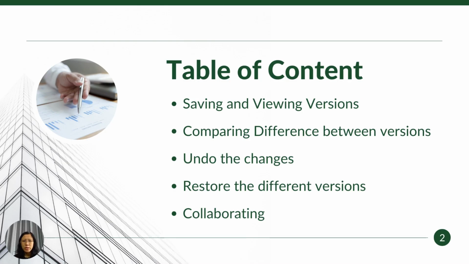We will start with the Git basic commands: how to save, how to commit the changes, and then how to look back at the versions that we have saved in the folders. Then we will compare the different versions, see what kind of changes we have made, and how we restore the previous version. Last but not least, we will cover how to collaborate with Git.